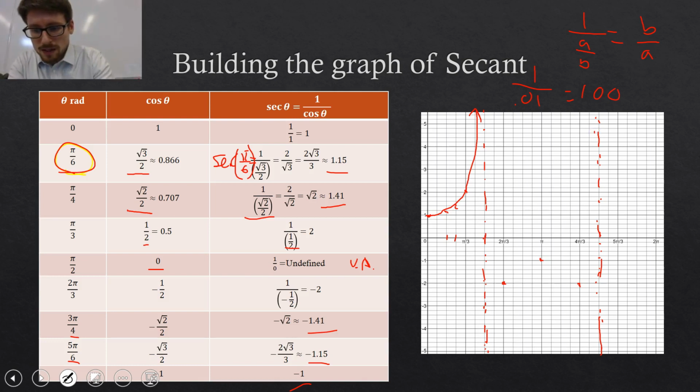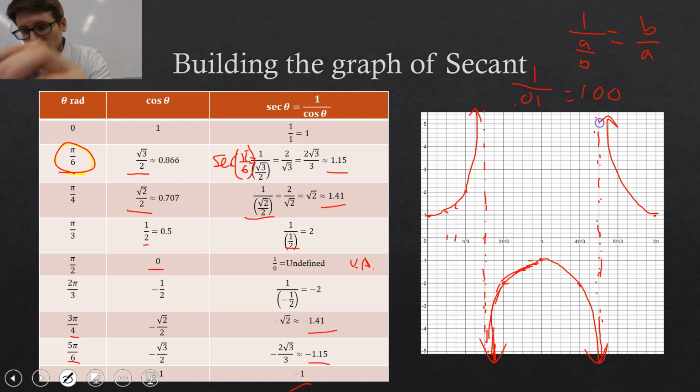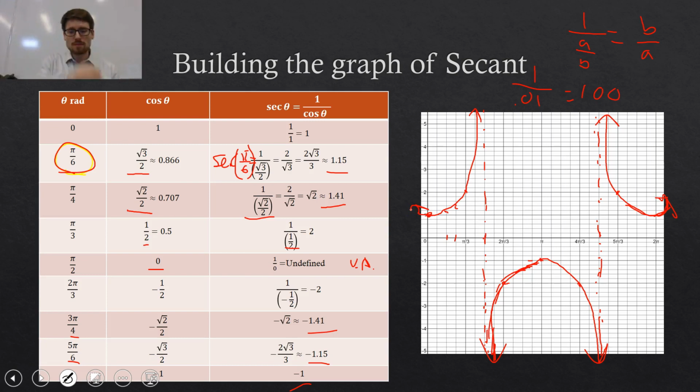And filling in kind of what happens in between, it's going to do something like this. Infinity, go off to -infinity, and we rinse and repeat. Make sure I get through that point right there. So let's go ahead and, okay. So there's the graph of secant based off of the graph of cosine.